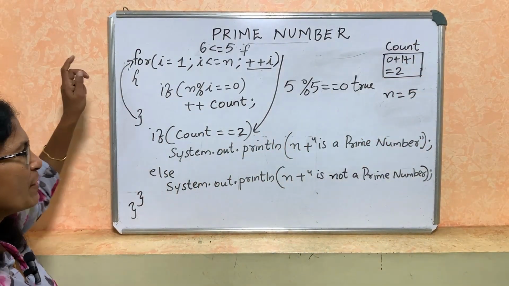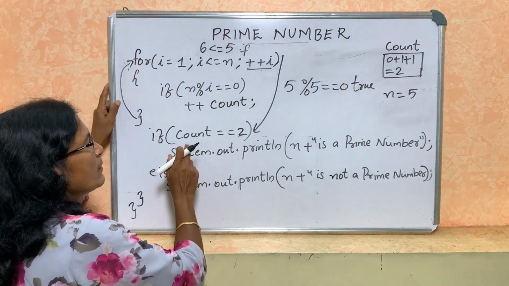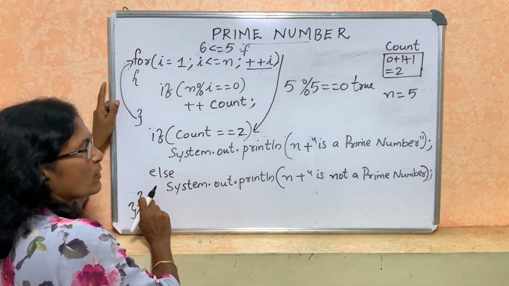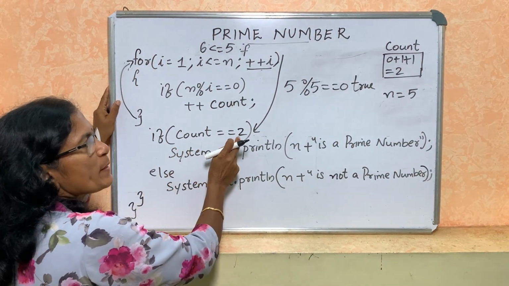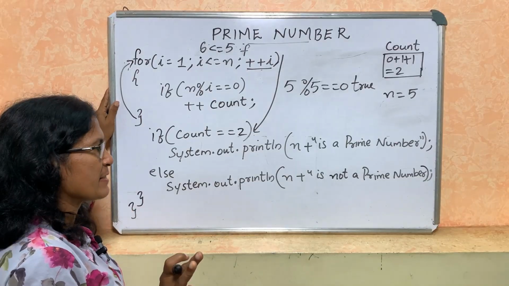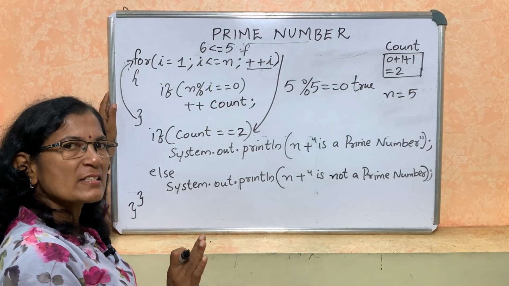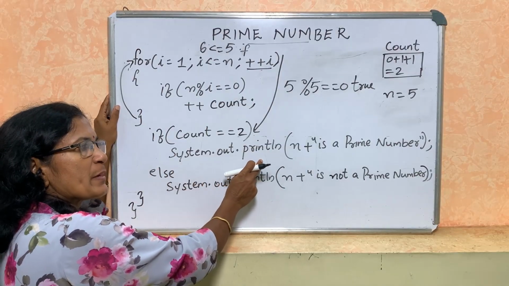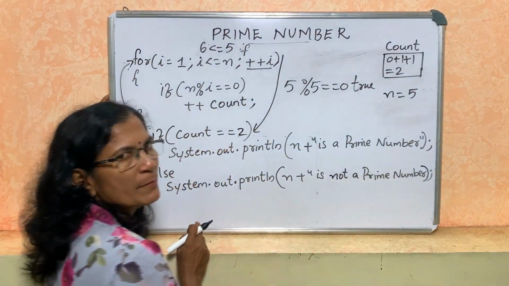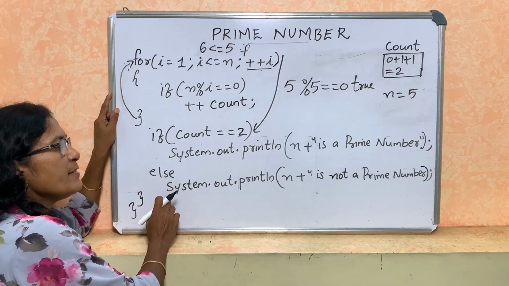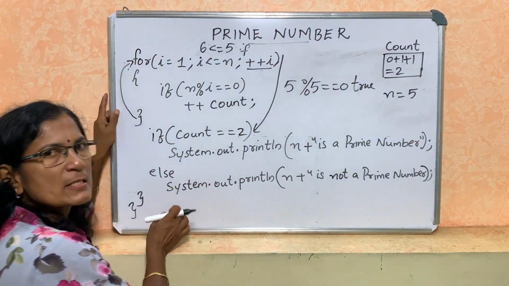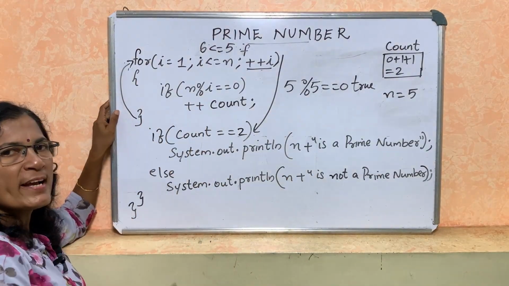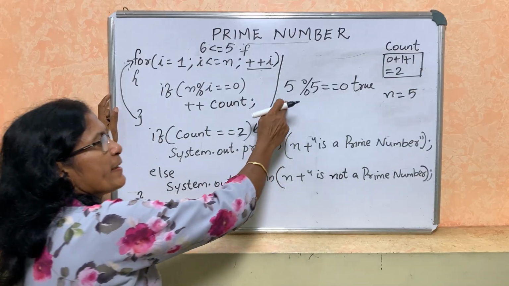Now we have to check whether the value in count is equal to 2 or not. If count is equal to 2, it means n has only 2 factors. If n has only 2 factors, n is a prime number. Display System.out.println n is a prime number. Otherwise, n is not a prime number will be displayed. As count has the value 2, 5 is a prime number.